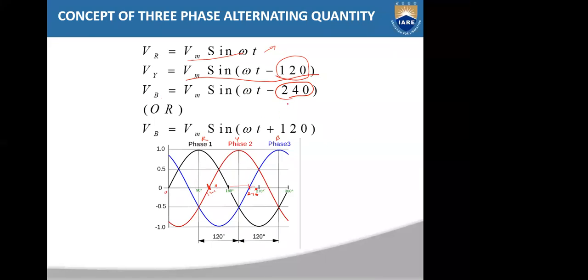Now this 240, you can also write as plus 120, that is 360 minus 120. So Vm sin omega t, Vm sin omega t minus 120, and Vm sin omega t plus 120 you can take, or minus 240.